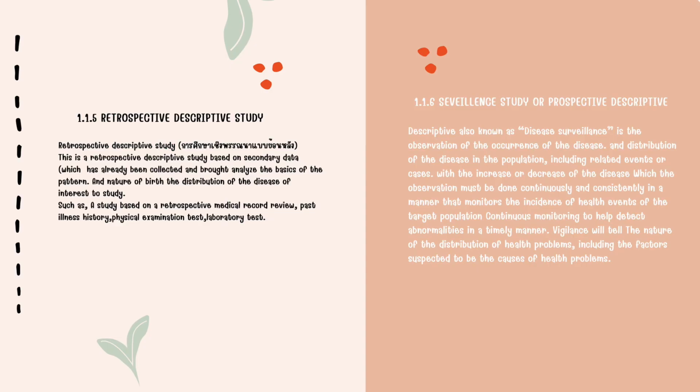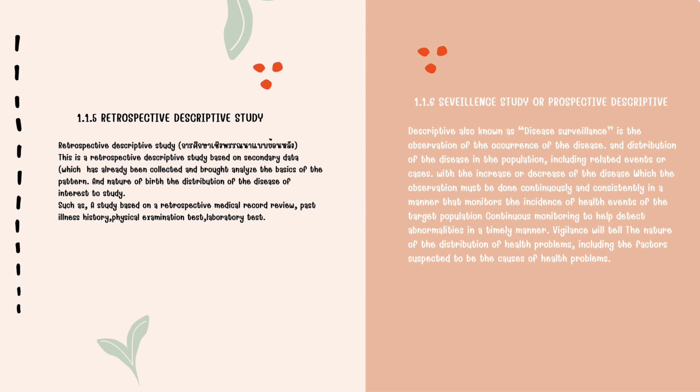Next, number 5, retrospective descriptive study. These are retrospective studies based on secondary data which has already been collected and analyzed on the basis of the pattern and nature of the distribution of the disease of interest, such as a study based on a retrospective medical record review, past illness history, physical examination tests, and laboratory tests.